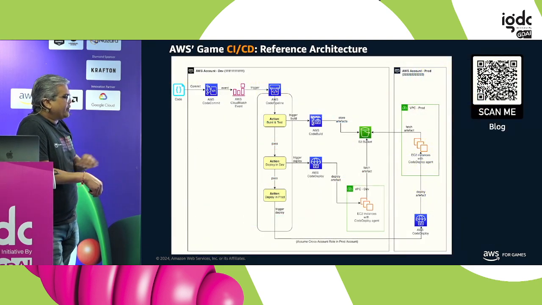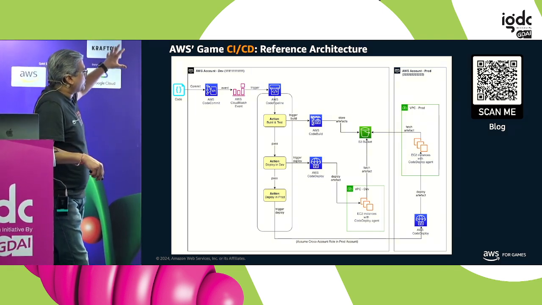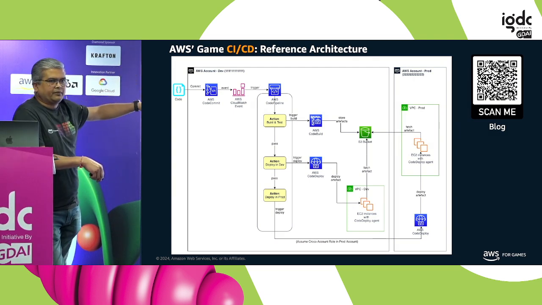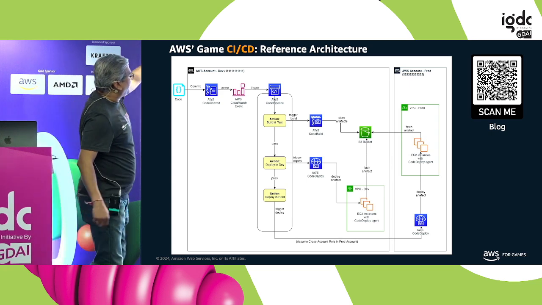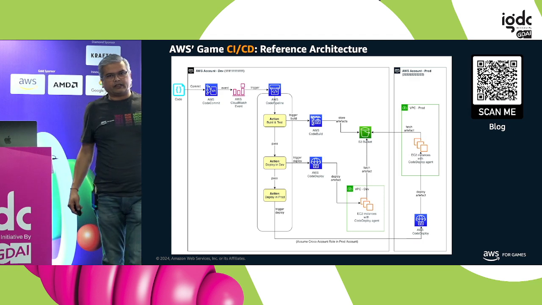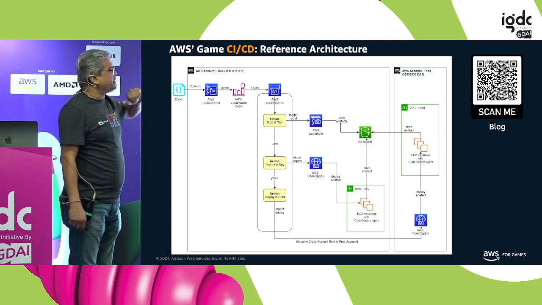This is a sample system which I'll run through. So we saw all those blue boxes in the previous slide. This is how you would put them together. Take a look at the black box on the left and the black box on the right. The one on the left is the development environment. The one on the right is the production environment.